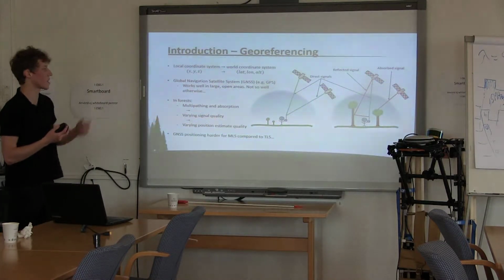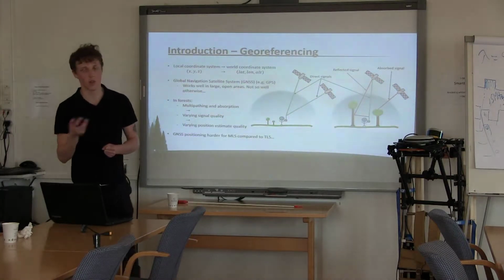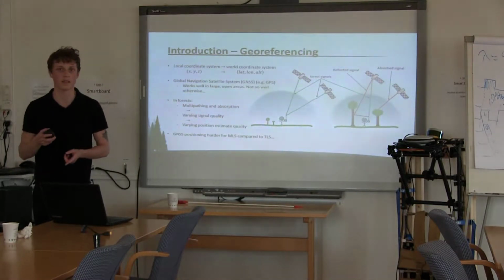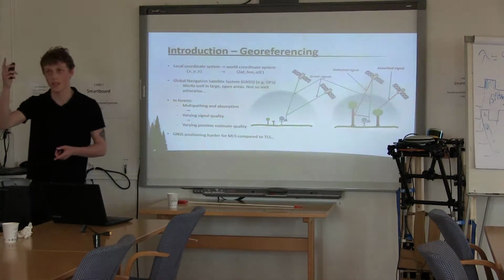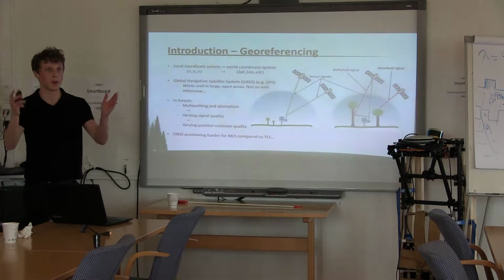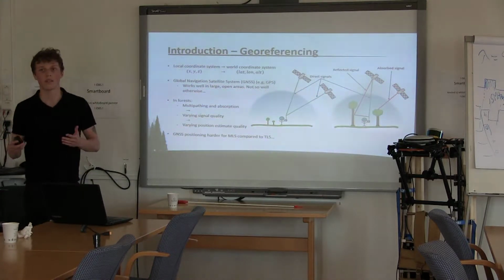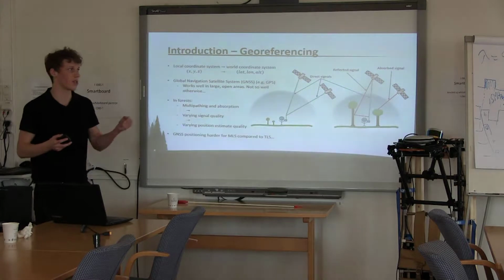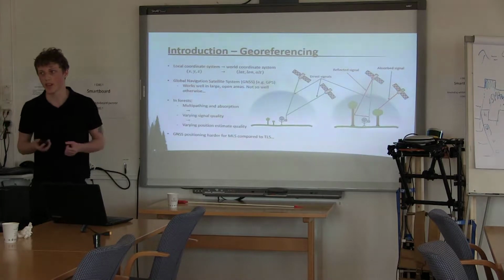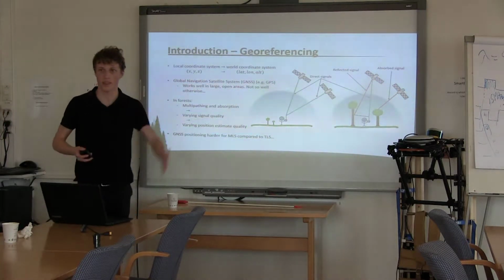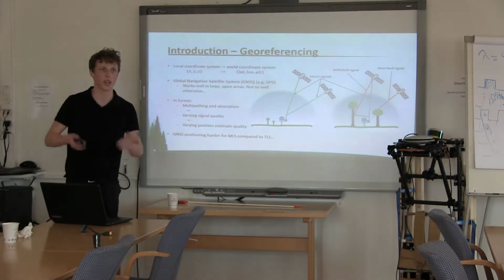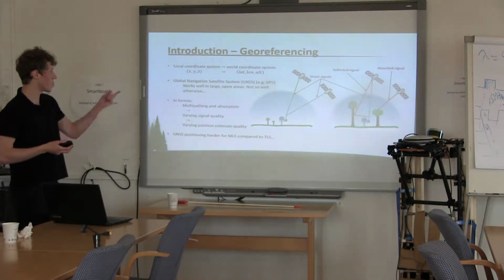For example, in a forest you have something called multipathing, which is when the signal between the satellite and your receiver bounces or reflects on nearby objects that reach higher than your receiver. So in a forest, it will reflect on trees and maybe even the canopy, or maybe you have a big canyon wall or something. This is not limited to forest either. You can have buildings as well. But in a forest you also have absorption.